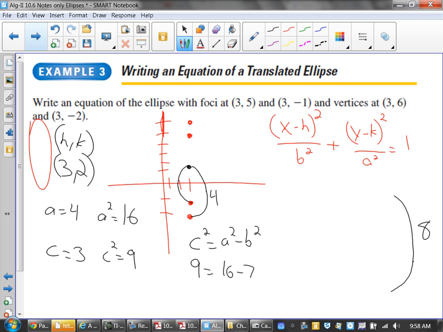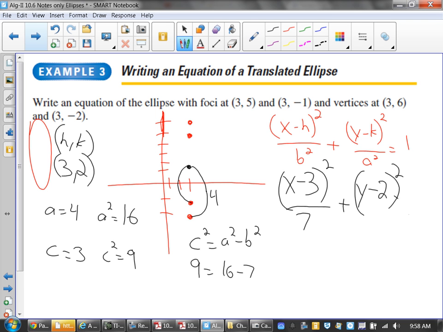So now you know enough information to solve the problem. You know that your H value is 3. Your B squared is how much? 7. Your K value was 2. And then lastly, over 16. That's it.